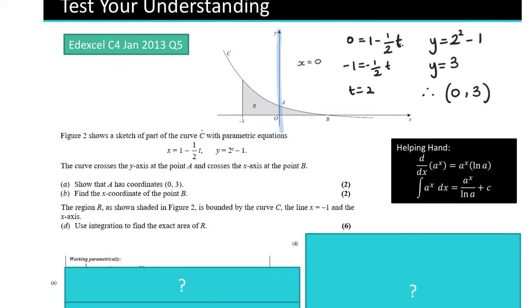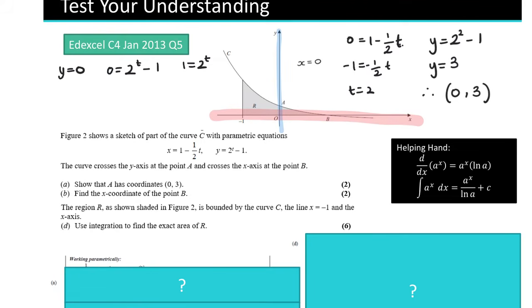So, it then says, find the x-coordinate of the point B. So, for the point B, can someone tell me, what do we notice about the point B? It's on the x-axis. What do we know about the x-axis? If it's on the x-axis, we know that y equals 0, okay? So y equals 0. This is just common sense here. Now, if y equals 0, that means 0 equals 2 to the power of t minus 1. So 1 equals 2 to the power of t.